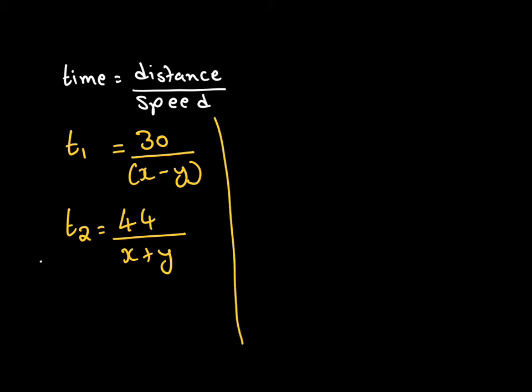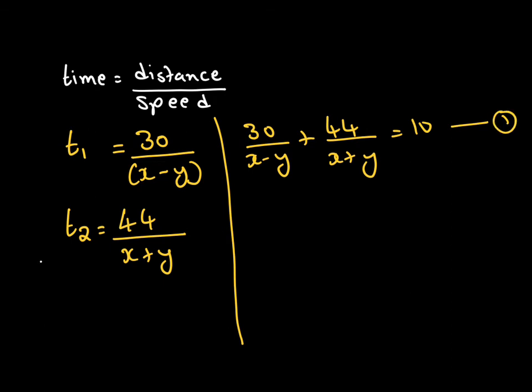So what is the total time for the boat to go upstream and downstream in the first case? It's 10 hours. So 30 over x minus y plus 44 over x plus y is equal to 10. Let's label that as equation 1. So we have reduced the first case of the problem in the form of an equation. Similarly, we can do it for the second part of the problem.